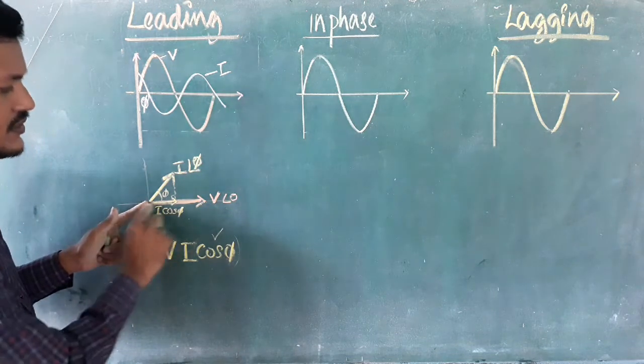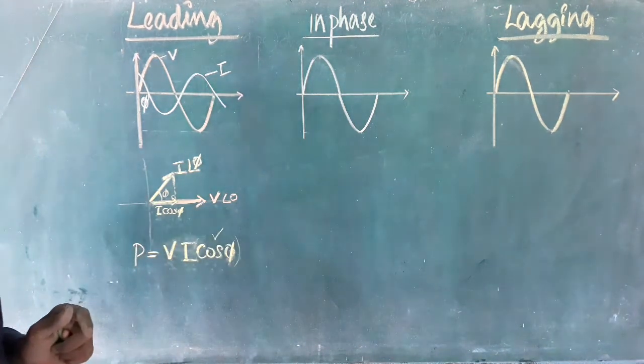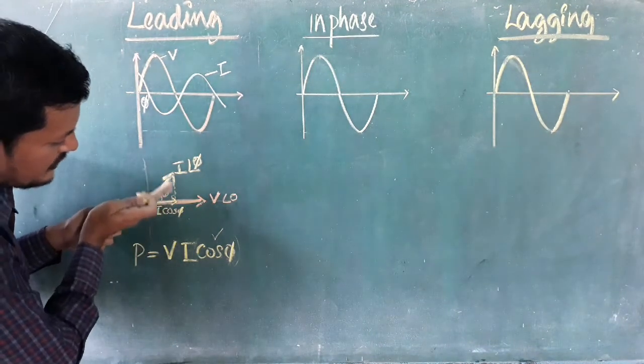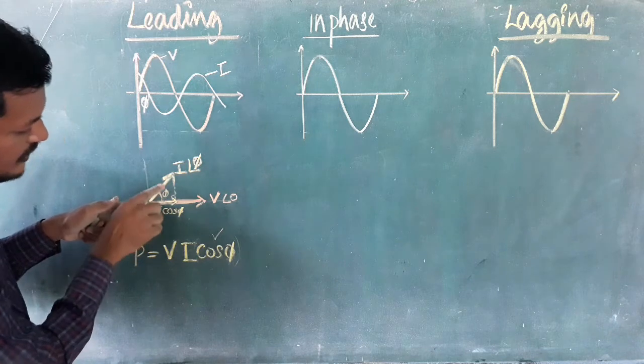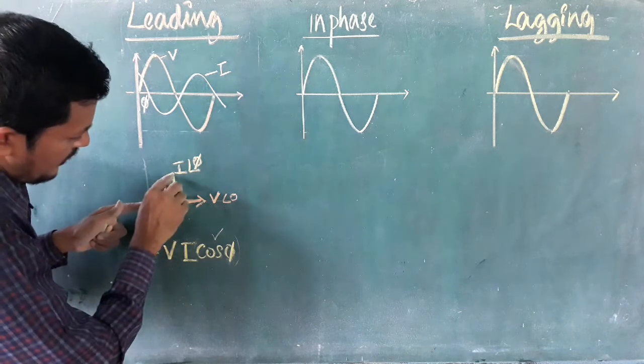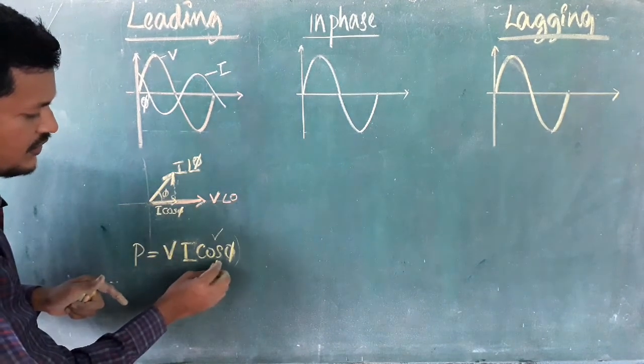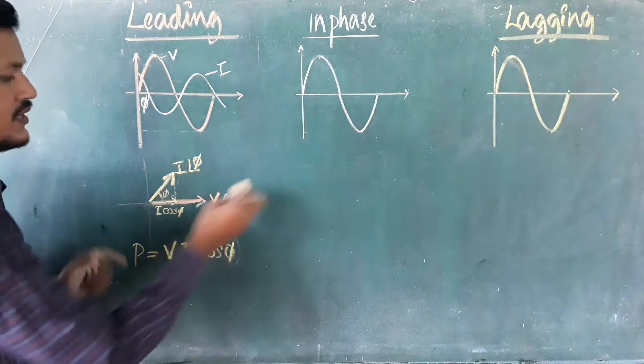So 0 into V means it becomes 0 power. Clear? So always we want to reduce the angle phi, which means increasing the value of cos phi. So next case we are discussing.